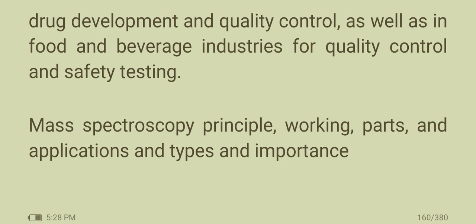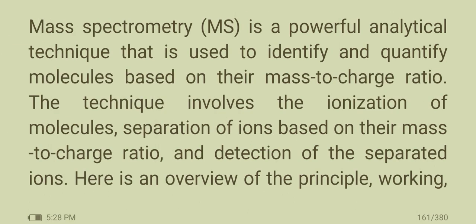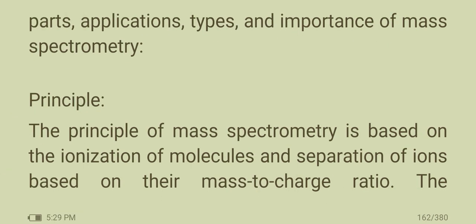Next is the mass spectroscopy principle, working parts, applications, and types along with its importance. Mass spectrometry is a powerful analytical technique that is used to identify and quantify molecules based on their mass to charge ratio. This technique involves the ionization of molecules, separation of ions based on their mass to charge ratio, and detection of the separated ions. Here is an overview of the principle, working parts, applications, types, and importance of mass spectrometry.